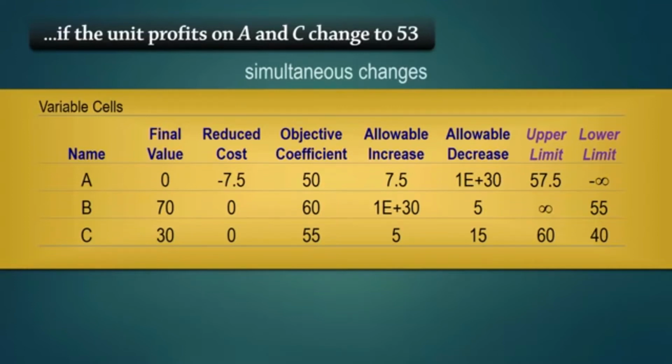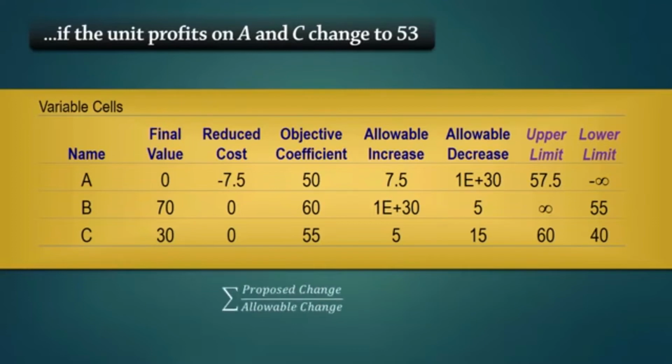Note that this sensitivity report only accounts for one change at a time. So if there are simultaneous changes, as we have here, we have to check if the sum of the ratios of proposed changes to allowable changes is within 100%. If the sum of these ratios is over 100%, the optimal solution may no longer be valid. This is called the 100% rule.